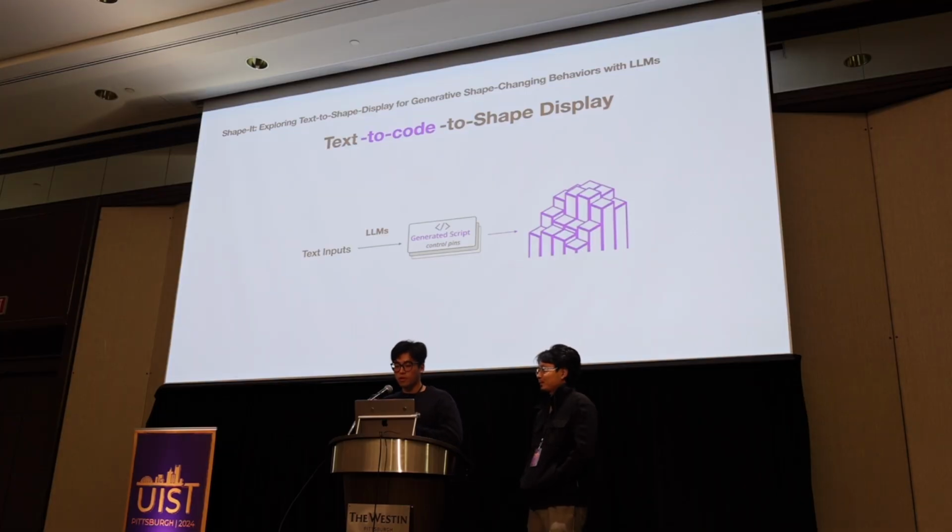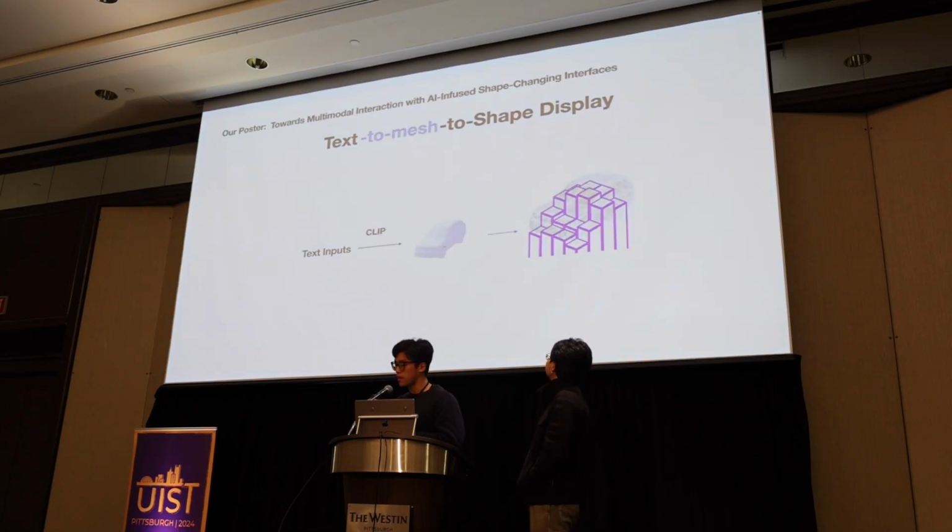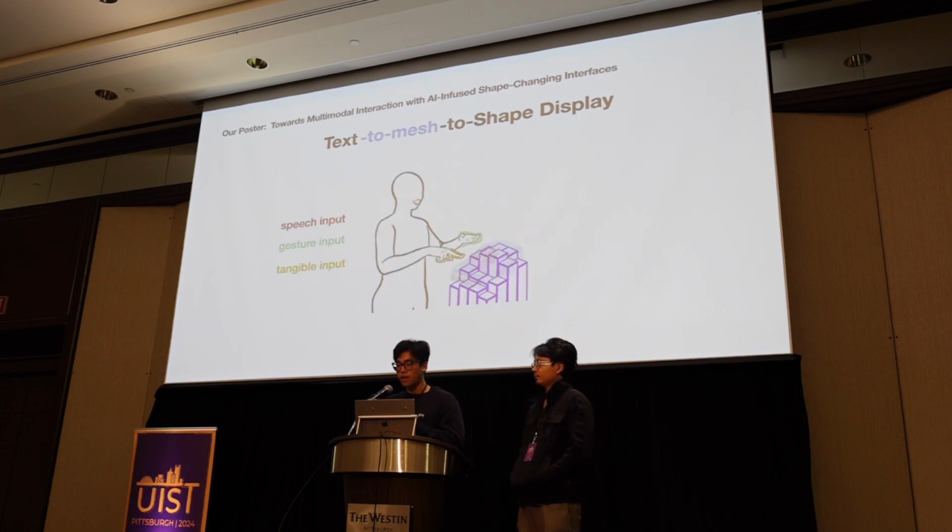So, in ShapeIt, we use LLMs to understand human intent from text inputs, enabling real-time authoring of shape displays. Alternatively, in our poster paper we explore a text-to-mesh method using CLIP, where we enable users to use speech to create 3D meshes which can be rendered in real time on a shape display. We also integrated speech, tangible, and gesture processing pipelines to cater to more user interactions.